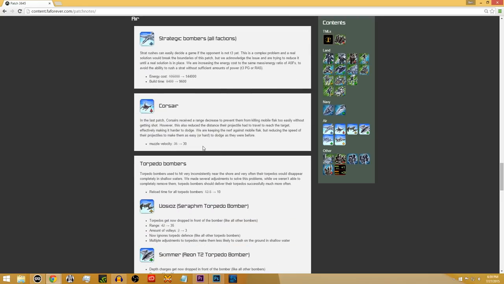Corsair, I don't know if many of you knew, but in the last patch, their range was decreased, so they fired closer to the target, but with the same muzzle velocity. It basically made Corsairs impossible to dodge. Muzzle velocity went down on these. They're going to be back like they were before.